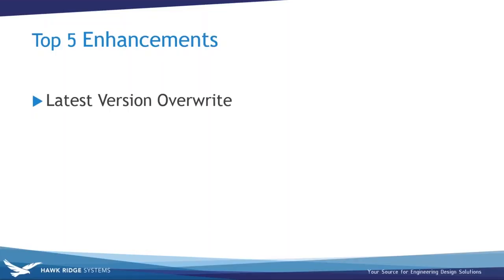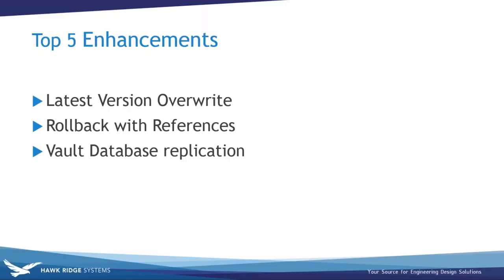I'd say latest version overwrite, being able to reduce the number of copies of files that are getting checked into the archive server, and being able to reduce files that are being created during the workflow as well, updating revisions and those kinds of things and not creating unnecessary revisions and versions. Rollback with references is a really big one, especially if you've had experiences with large assemblies with lots of references that need to get rolled back. This is a huge time saver.